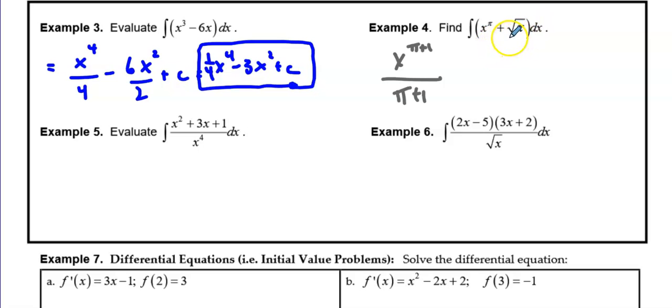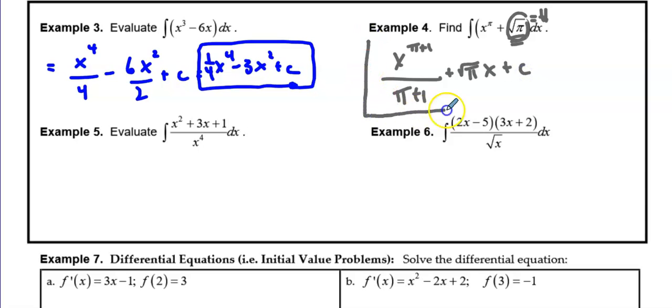Pretty easy. Now, students always get this one confused. The square root of pi. What a lot of people do is they do pi to the 1/2 and they try to add 1 to 1/2. No, this is a number. This is simply a number. So this integration is going to be the square root of pi x. That's it. It's just the number x. So plus c. So that's going to be the answer to this particular problem right here. All right, so just make sure you guys take care of that.